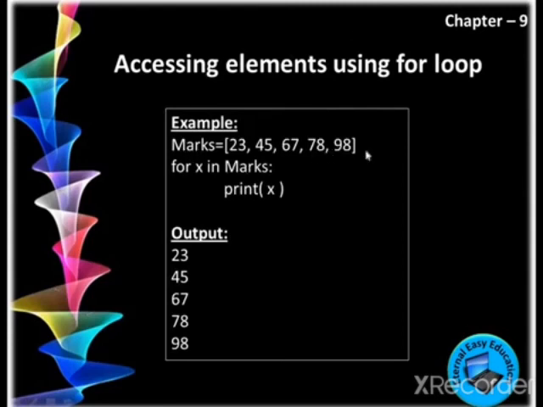See here, there is a list: for x in marks, print x. Simply they are saying for x in marks. So it takes the starting position, ending position, everything from the list marks. Each element in the list marks is taken one by one in the place of x. First x will fetch the first element 23, next 45. So marks alone will take the starting position and ending position, and automatically the variable of for will take the elements one by one.